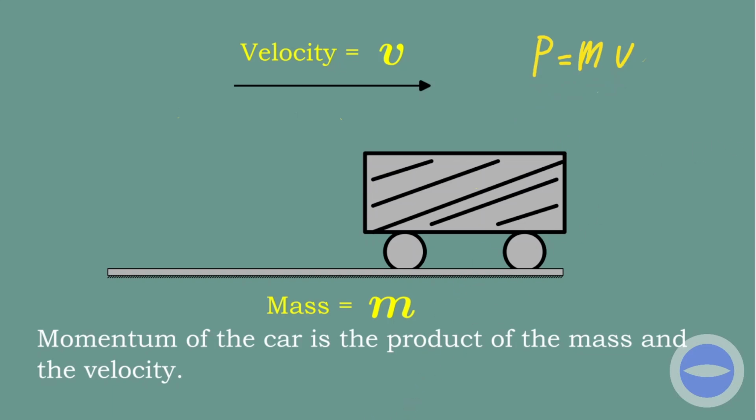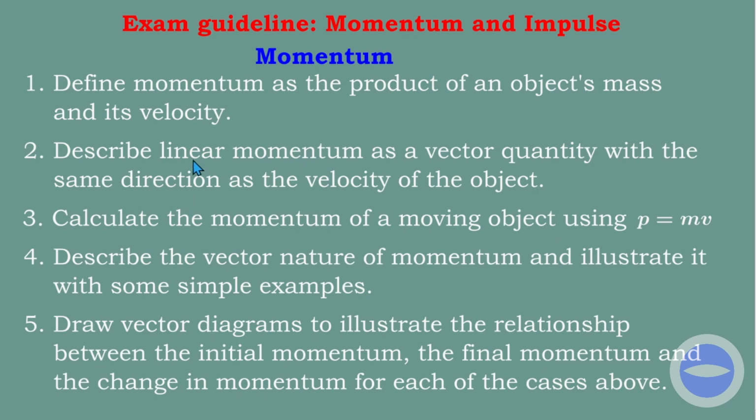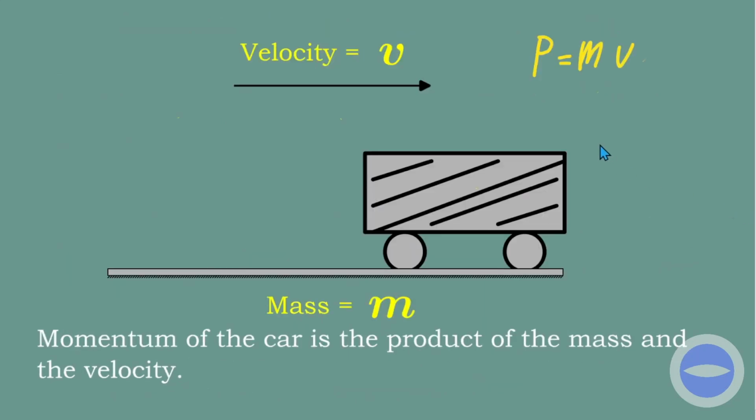Then if we go to number 2, something that you must know: you must be able to describe linear momentum as a vector quantity with the same direction as the velocity of the object. Here they are telling us that momentum is a vector quantity. Yes, because velocity is a vector quantity. It has a magnitude and a direction. So does momentum. You must be able to draw a vector of a momentum.